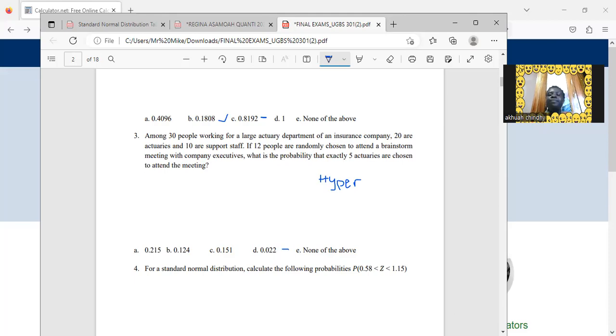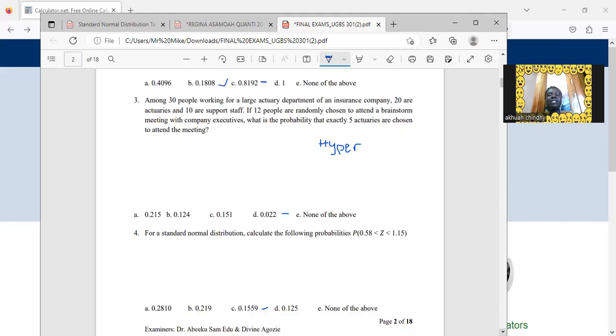All right. So the next question says, among 30 people working for a large actuary department of an insurance company, 20 are actuaries and 10 are support staff. If 12 people are randomly chosen to attend a brainstorm meeting with company executives, what is the probability that exactly 5 actuaries are chosen to attend the meeting?